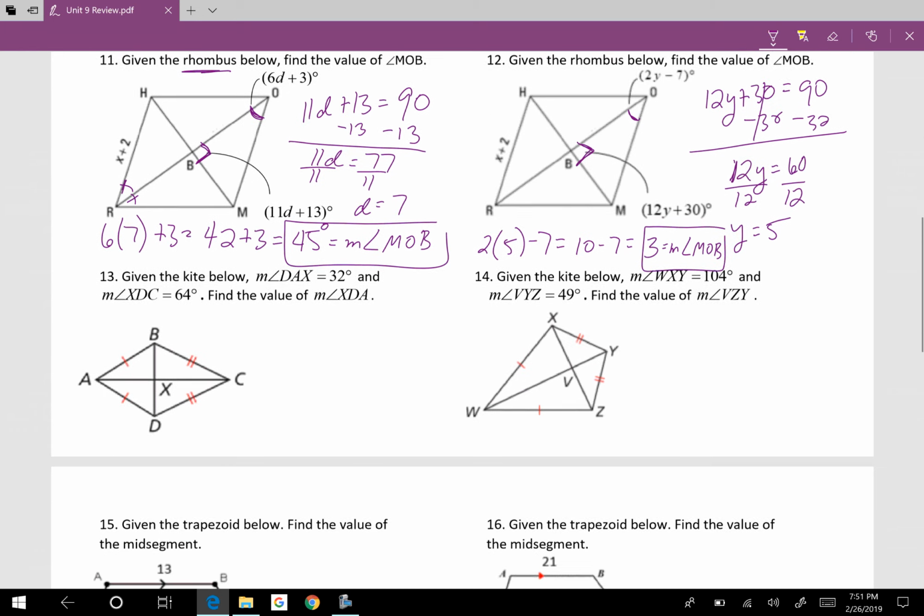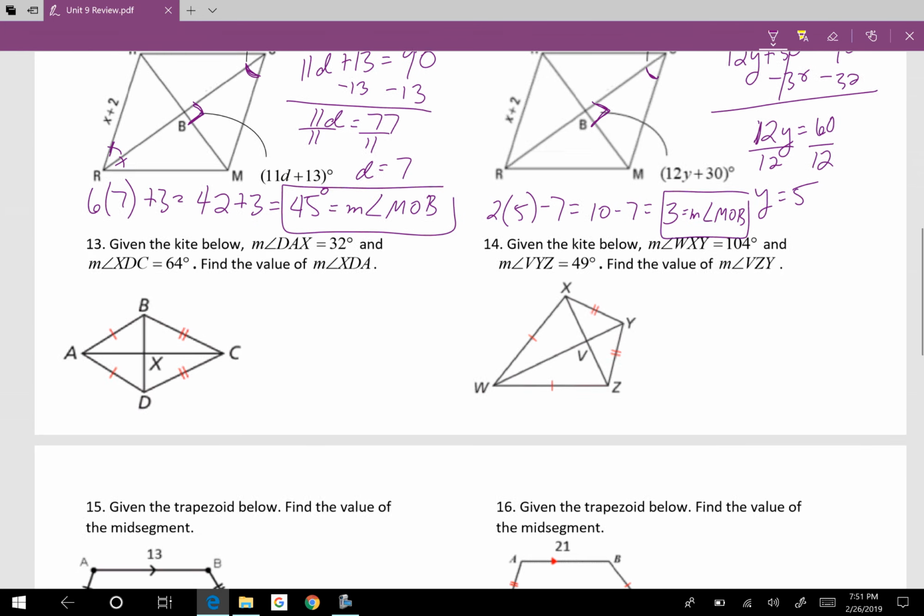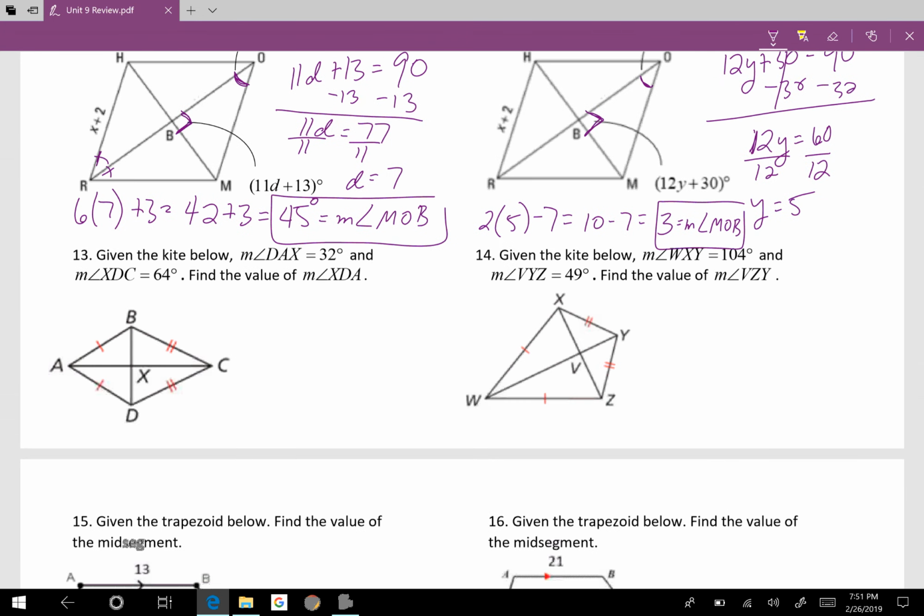Okay, next one, 13. Now we've got a kite, okay? They tell us the measure of angle DAX. Okay, so start at D, and we go here to A, and then X. So this little angle right there, that's 32. And then it says XDC, so that's this one right here. That's 64. And then they want us to find XDA, so they want this one.